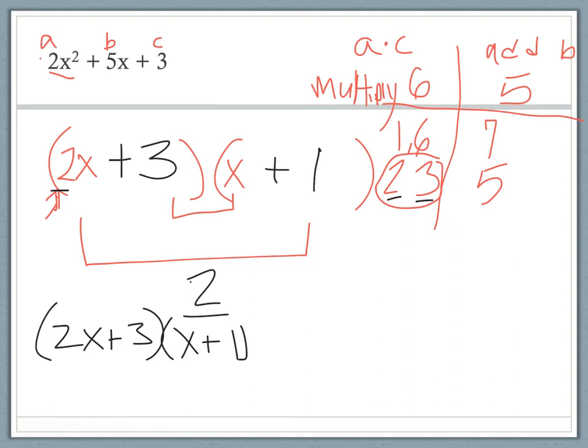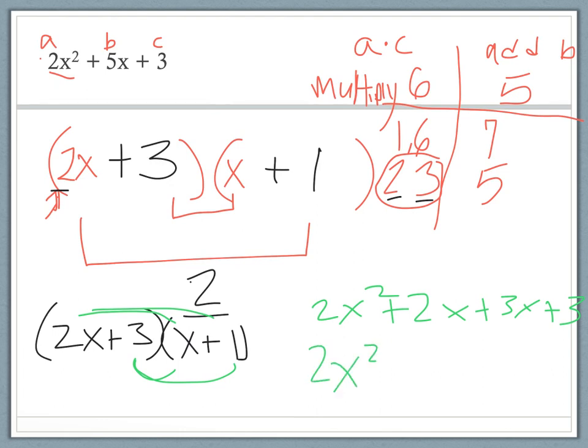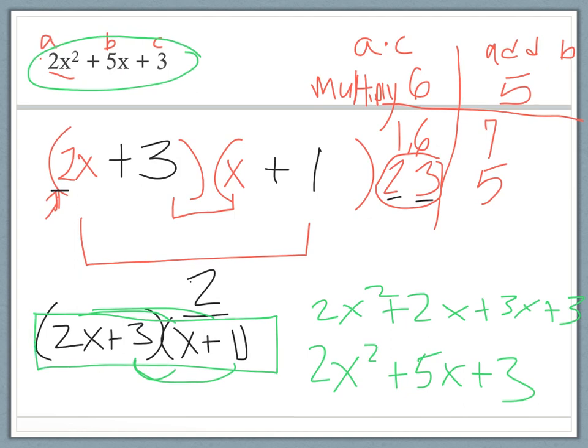I know that that's my correct answer, because if I actually distributed this out, 2x times x is 2x squared plus 2x plus 3x plus 3. And when I combine my like terms, this would be 2x squared plus 5x plus 3. So I know I got the right answer, because it matches my problem that I started with. You can always go back and check your answer, but this is my answer right there.